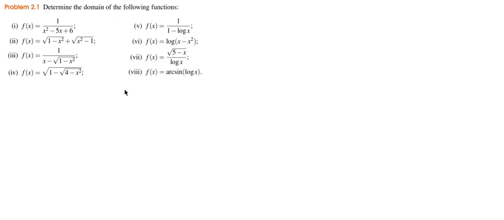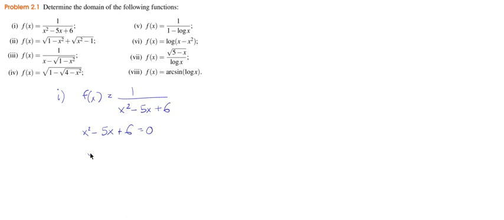Okay, so let's start with the first one. First is f of x is 1 over x squared minus 5x plus 6. Okay, so this is a rational function, and we know that the domain of rational functions is the whole of R, the real line, except those values of x that make the denominator be 0. So in this case, we have to find the values of x that make this equal to 0.